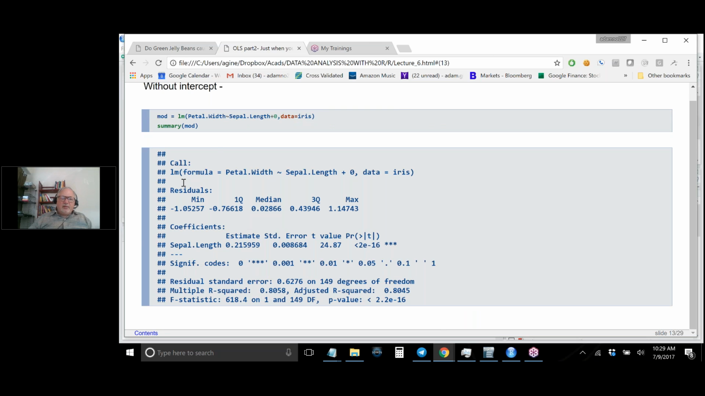My computer is acting a little funny. I apologize. I don't know what's going on with my computer.